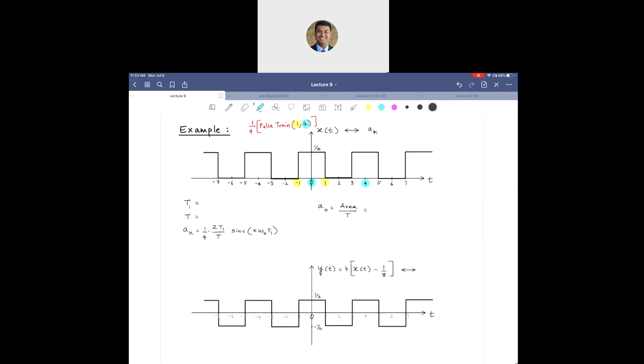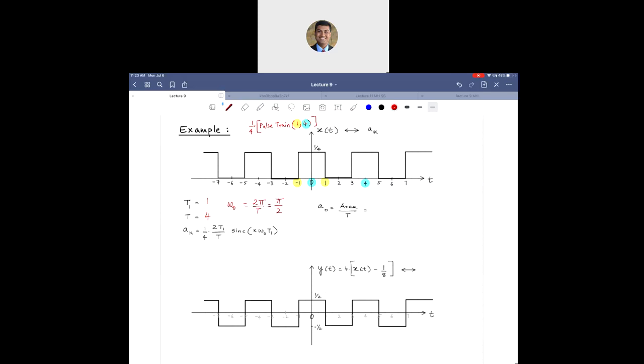So for that particular pulse train, I know the standard result. So let's quickly do it. Let's fill up these things here. T1 is, what did we say? 1. T is 4. What is omega naught? Omega naught is 2 pi divided by T, which is 2 pi divided by 4. So pi over 2.